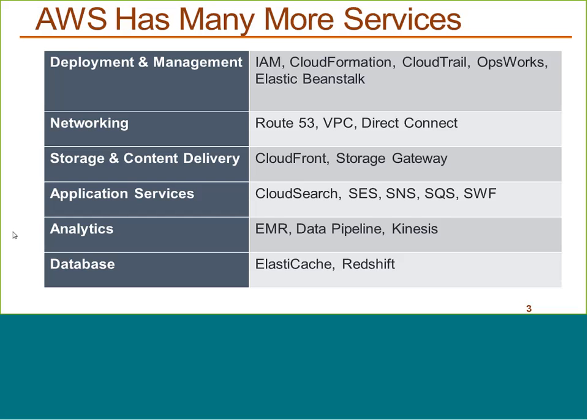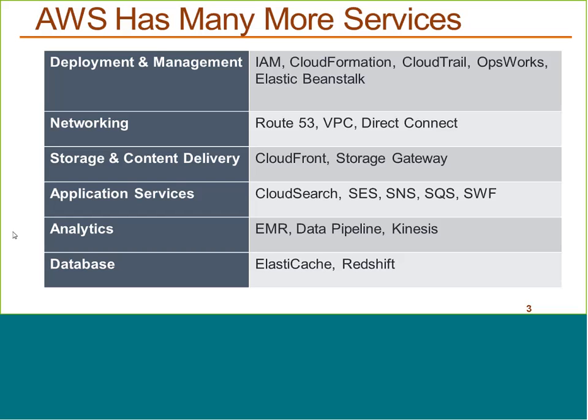Then there are a few services for analytics and big data. EMR is Elastic MapReduce, which is essentially Hadoop on cloud. It makes it very easy to create and manage large-scale Hadoop clusters on AWS. And then Data Pipeline and Kinesis are a couple of other services which we'll not be talking about in more detail.